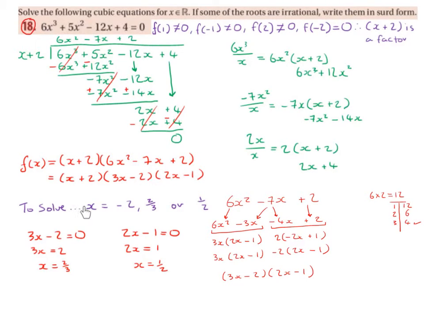So to solve, I had x plus 2 is equal to 0, so x is equal to minus 2. 3x minus 2 is equal to 0, so x is equal to 2 over 3. And 2x minus 1 is equal to 0, so x is equal to a half. So the solutions of my cubic equation are x is equal to minus 2, x is equal to 2/3, or x is equal to a half.